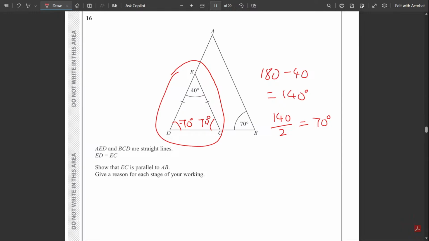Now we can say these 70 degree angles here, okay, DCE and CBA, they both 70 degrees, so they are both corresponding angles. They are corresponding angles, and therefore EC is parallel to AB. That's all you have to say.